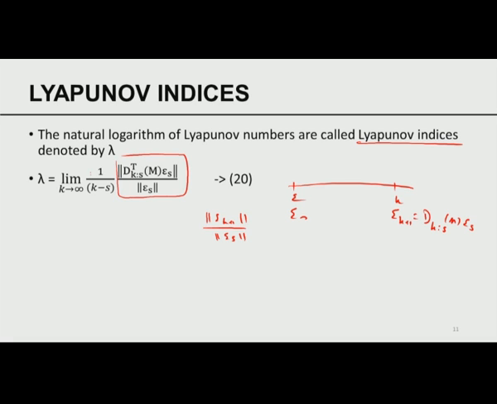I am going to normalize this by 1 over k minus s. s is fixed, k goes to infinity. So this ratio, you can think of it as the average. This average value lambda is called the Lyapunov index, and this Lyapunov index essentially tells you the average rate of growth of errors. That makes sense. Epsilon k plus 1 by epsilon s, what does it mean? That is the rate of growth of error during the time from s to k. I am dividing it by k minus s. So that is the average rate of growth of errors.